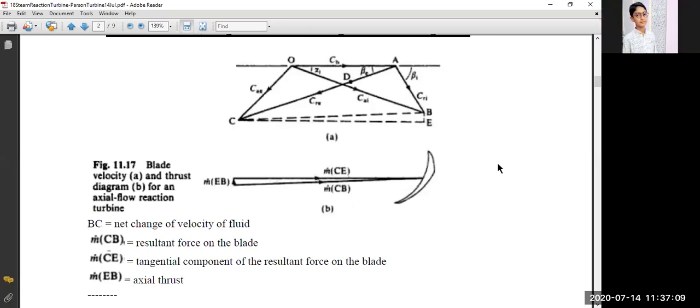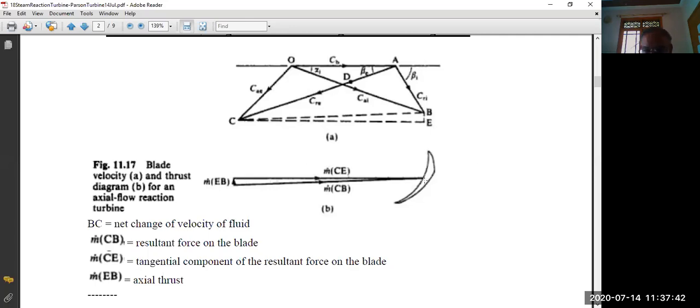Now, figure 11.17 shows the axial flow reaction turbine thrust diagram. Thrust means the force applied on the blade in the tangential direction to rotate the wheel. You can see this triangle in part A of the diagram, BEC. This is the thrust diagram.